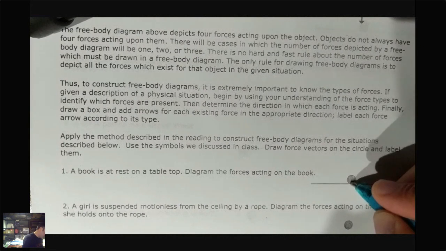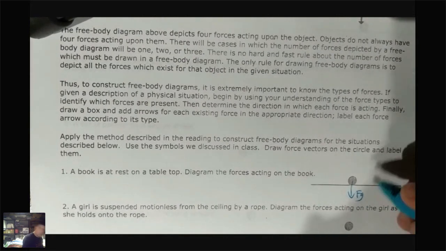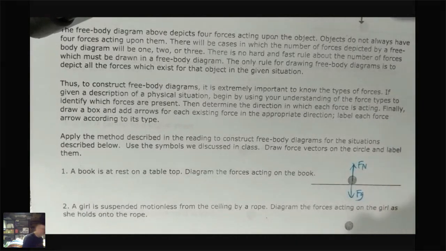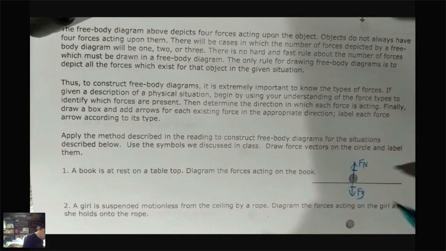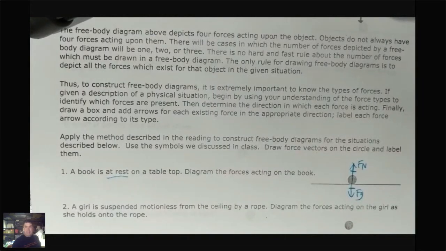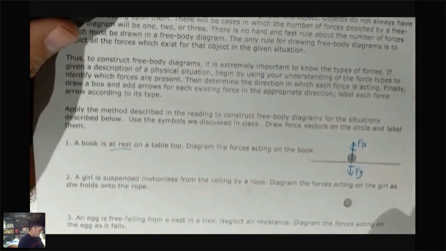We've got gravity going straight down and our normal force going straight up. And is there anything else we can say about the length of those 2 forces? They must be equal. Good. And I know they must be equal because that book is at rest and it's not accelerating in any direction at all. Okay. Let's jump ahead.